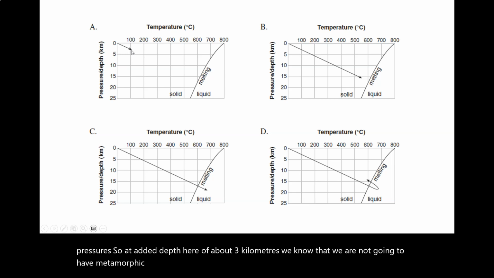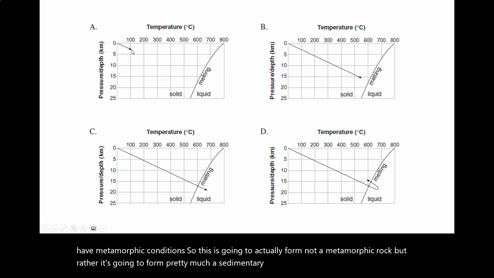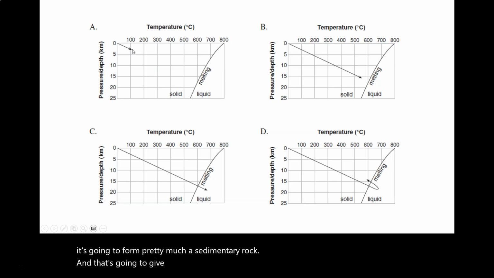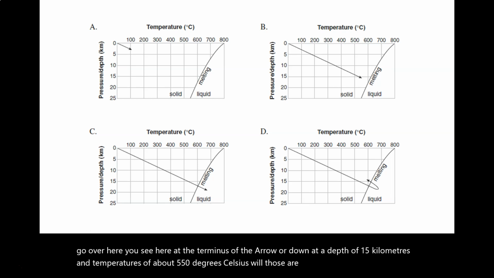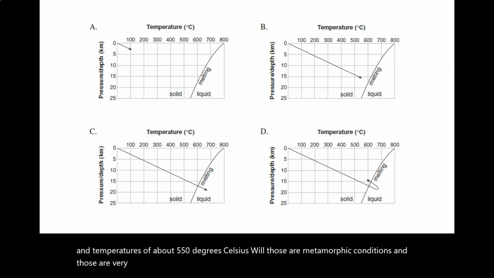So this is going to actually form not a metamorphic rock, but rather a sedimentary rock, and that's going to give us something like shale under these conditions. Whereas if you go over here, you see at the terminus of the arrow, we're down at a depth of 15 kilometers and temperatures of about 550 degrees Celsius. Well, those are metamorphic conditions, and those are very, very high metamorphic conditions.